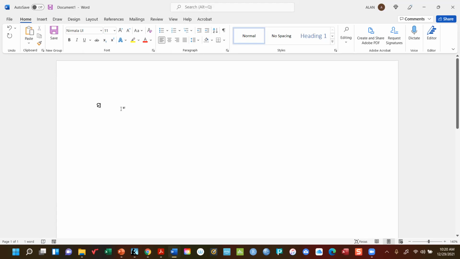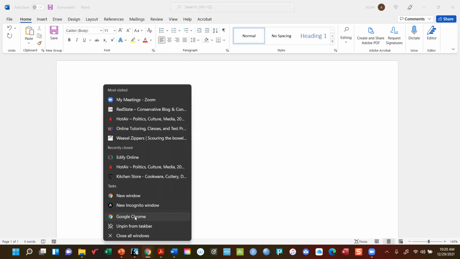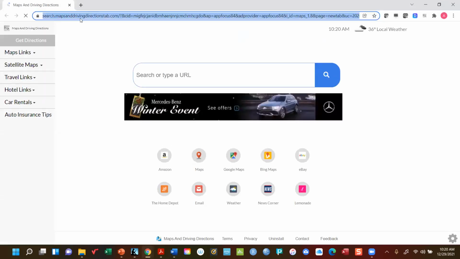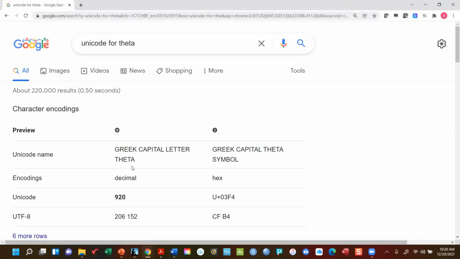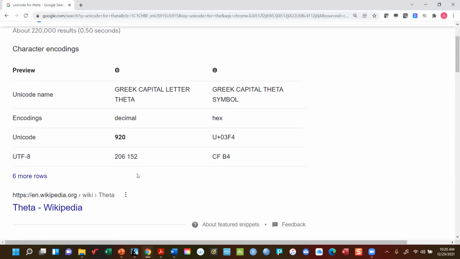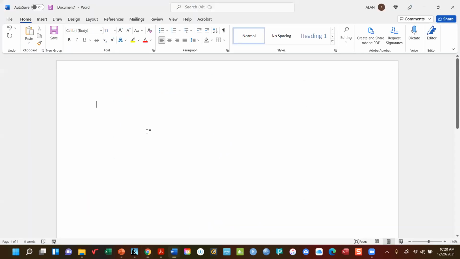Oh, see, now what happened there? That is not what I was expecting. All right, let's try this. Let's go to the internet. Unicode for theta. Let's say it is, oh, you see, it says here that it is 03F4. Huh. There it is. Okay.